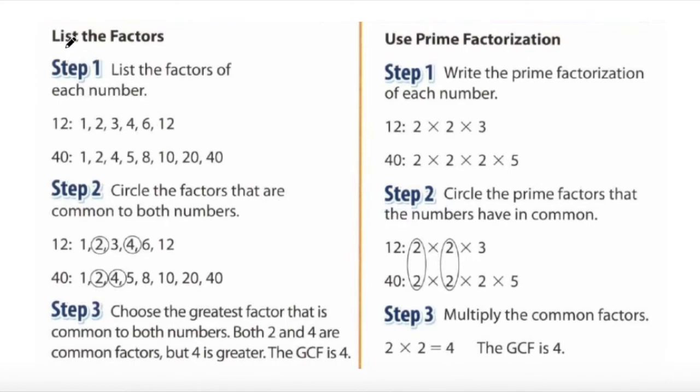So this is the summary: we have two ways, list the factors or use prime factorization. In listing factors, you have some steps. First step is to list the factors of each number like this, and second, circle the factors that are common between the numbers and then choose the greatest one. But here, using prime factorization, you will write the two numbers into their prime factorization and then choose just the similar columns, and at last you will find the greatest common factor.